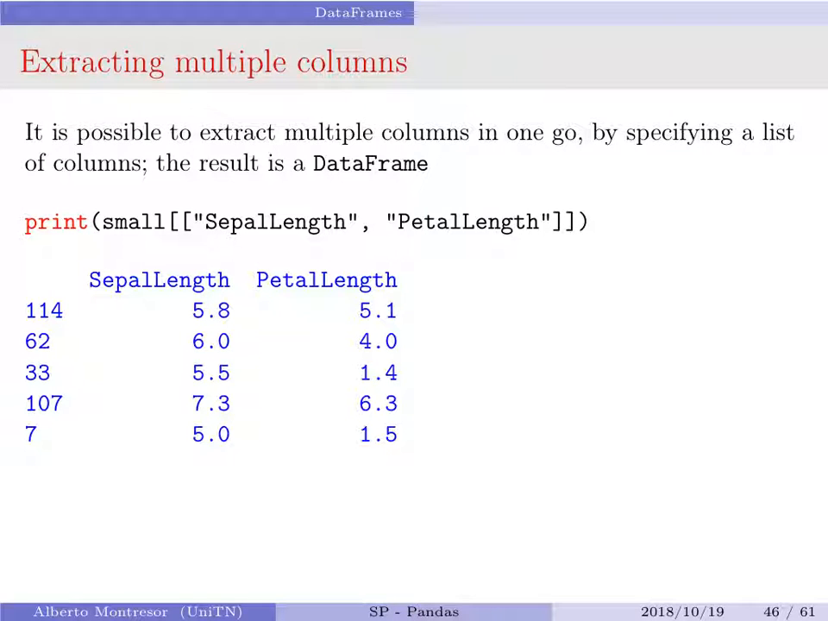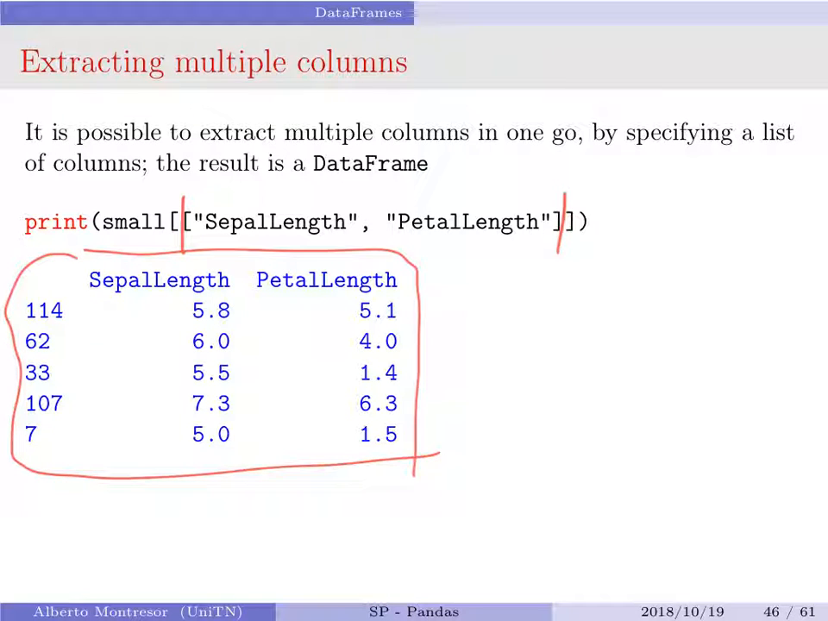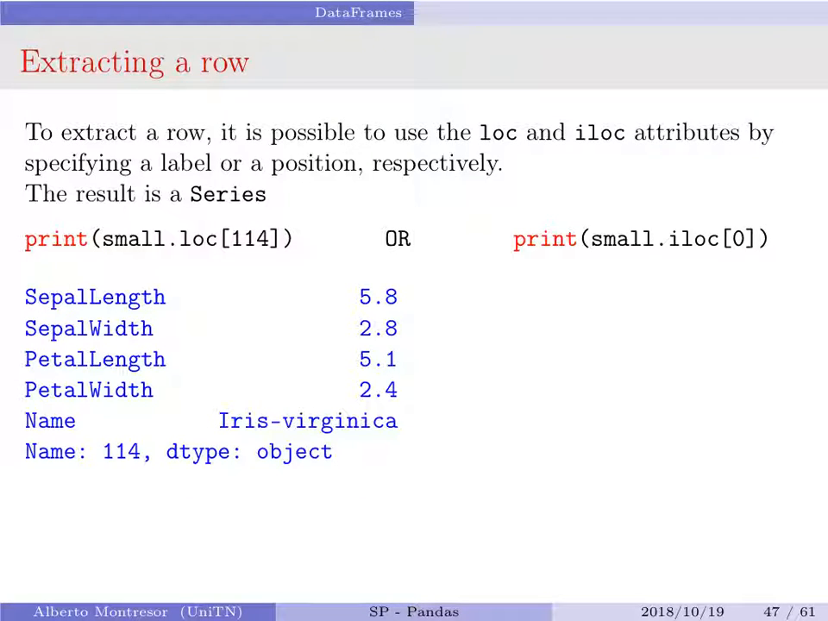Then remember that if you are able to extract one column, you can extract several columns by specifying a list of them. So the idea is that you pass a list of columns and you get an entire new data frame, which is even smaller than the original one, even smaller than the small one, because you have just selected a couple of columns. Okay. Remember, the small one is just to get a print which stays inside the cell.